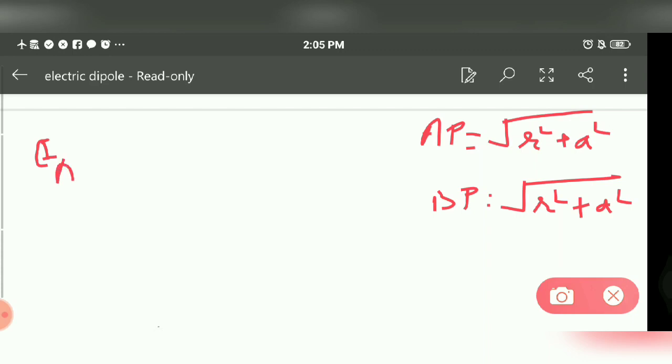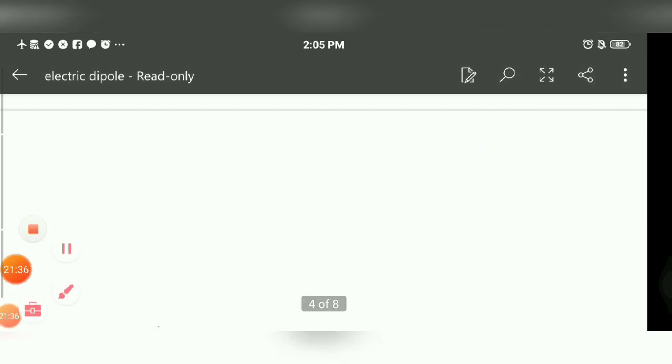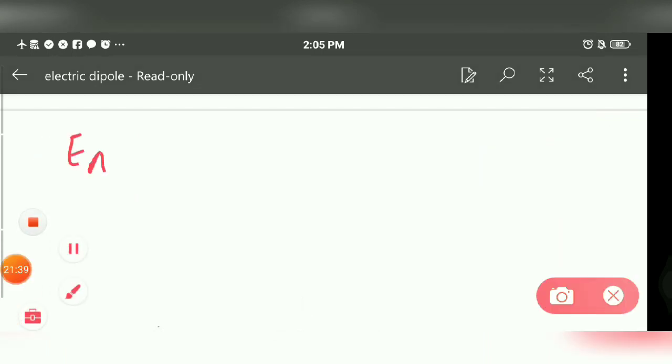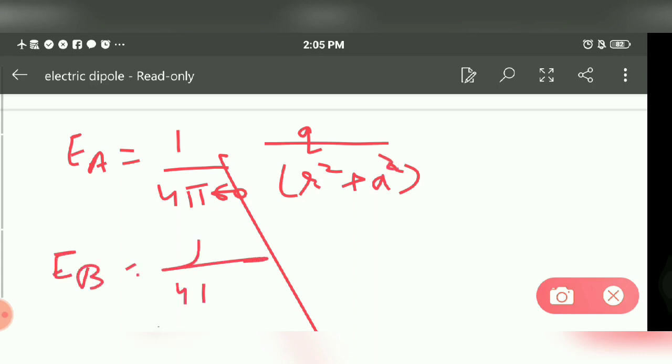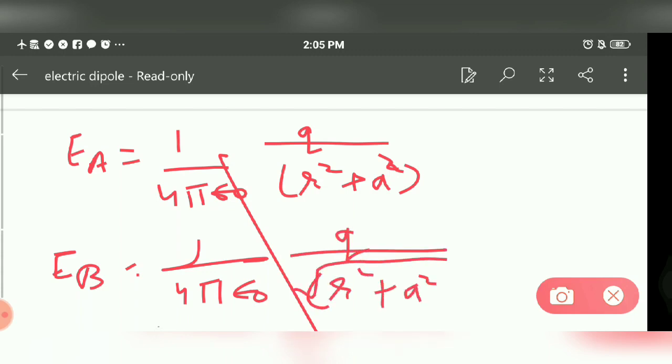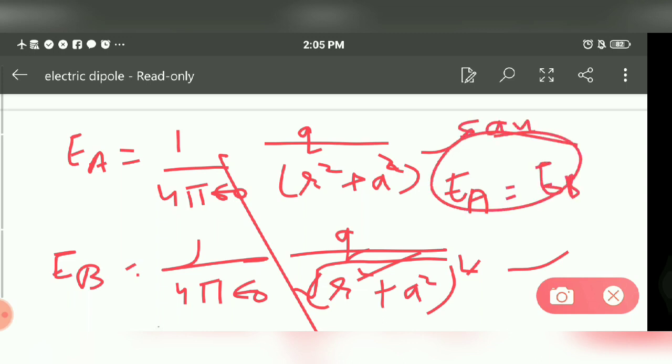Now electric field due to point A, that is negative charge, it's going to be 1 by 4 pi epsilon naught, charge Q, upon distance square, that is R square plus A square. Similarly, EB is going to be the same, 1 by 4 pi epsilon naught, charge Q again, distance square, that is R square plus A square, because it was roots and square was there, so it gets cancelled. So EA and EB have the same magnitude. Now let's see about their direction.